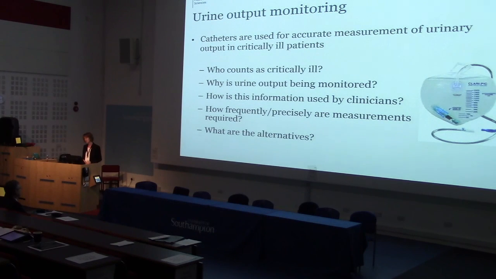Firstly, who counts as critically ill? Why is urine output being monitored? How is the information being used by clinicians to provide treatment? And one of the important distinctions is, does the patient need hourly measurements of urine or accurate measurement of urine output over several hours? This is an important distinction because the latter doesn't require a catheter, and yet people tend to be quite cautious and just put a catheter in because it feels like the right thing to do.